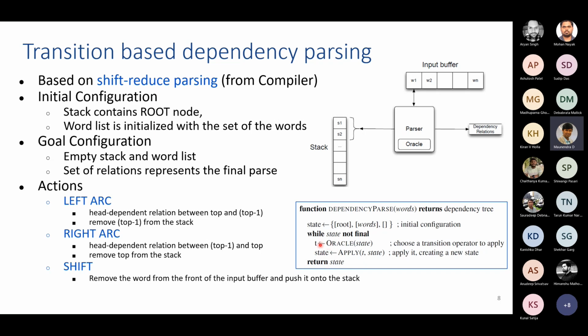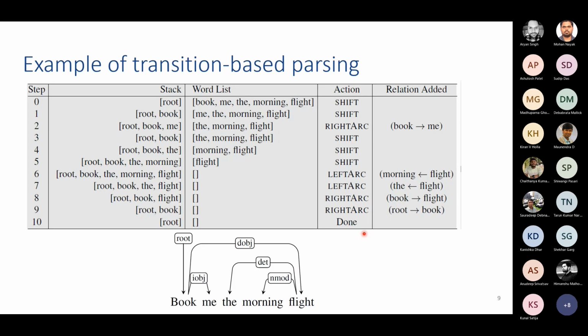And finally, when the state becomes final, we'll return this thing. So it's an example. The stack initially has only the root, and the word list is the complete sentence, which is "book me the morning flight." Suppose the oracle says I should do shift now. Then the first word that we are currently pointing at goes to the stack. So the stack had root, we have added book, and here we have the remaining words.